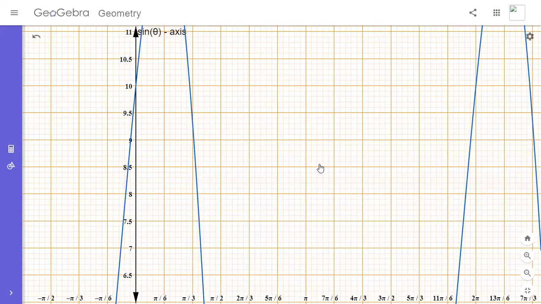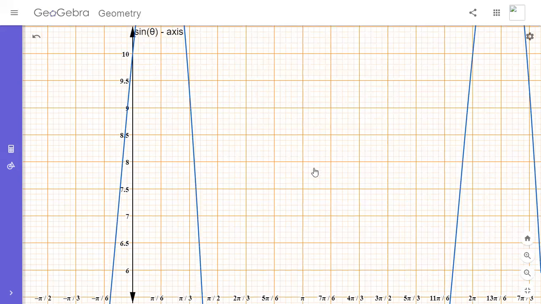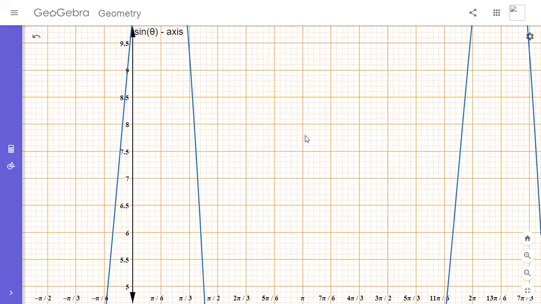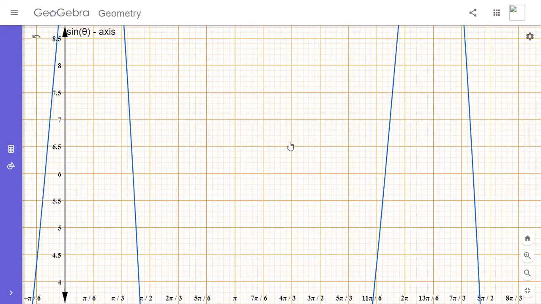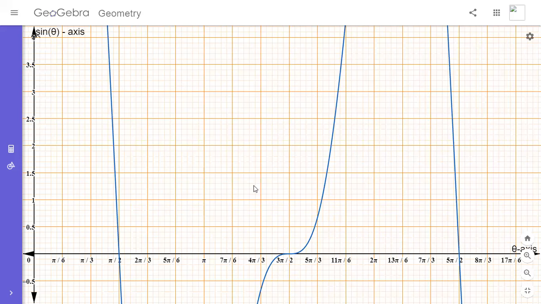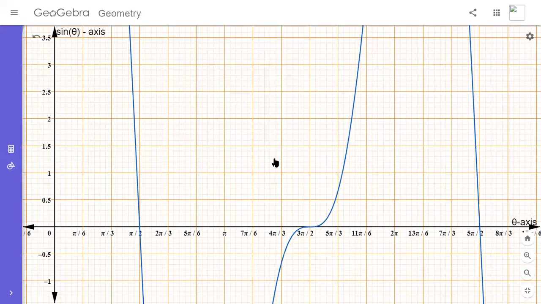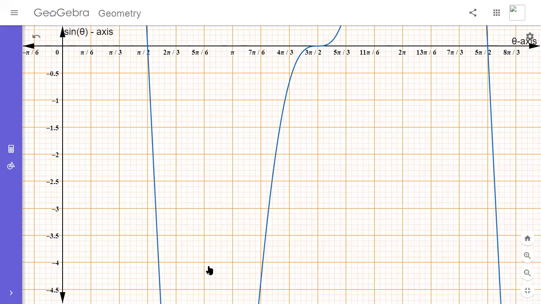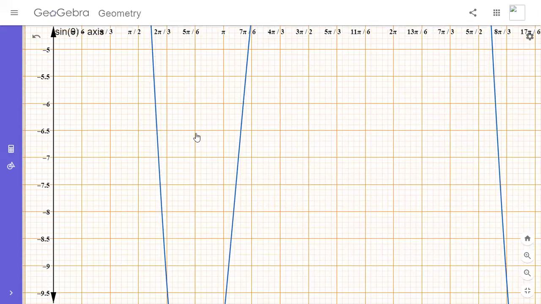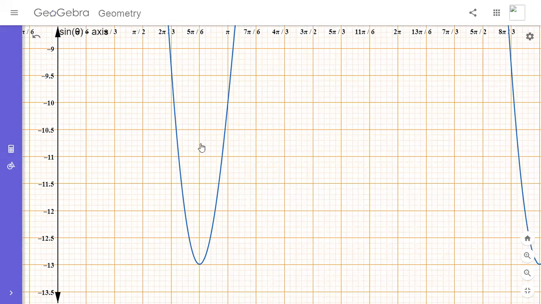And at theta equals 5 pi over 6, we're going to have a minimum point. We're going to also have a minimum point. This is 5 pi over 6 right here. So if we go down, and continue going down, you see that we do have a minimum point here. So at theta equals 5 pi over 6 plus 2n pi, we do indeed have a minimum point.